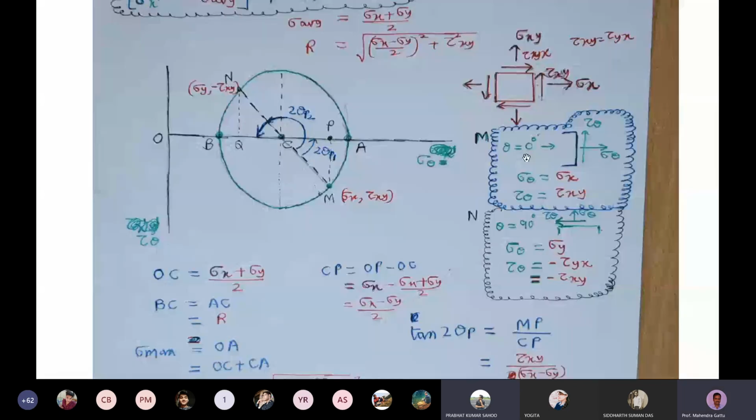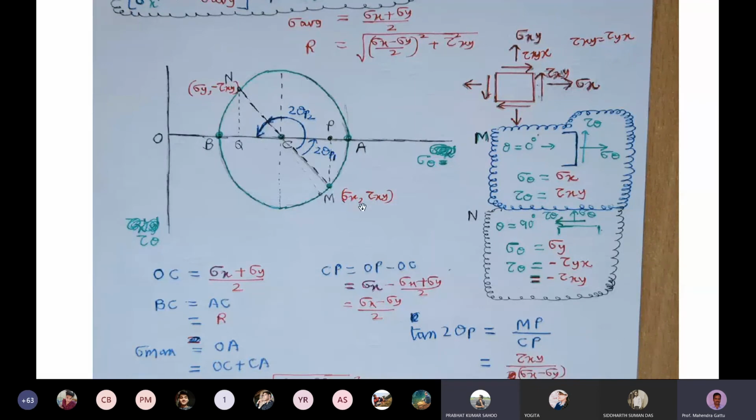So for theta equal to 0 degrees, that is this face, the value of sigma theta is sigma x and tau theta is tau xy. So this quantity is identified on this sigma theta, tau theta plane. What we have is sigma theta is sigma x, so we identify one point M such that the coordinates are sigma x and tau xy.